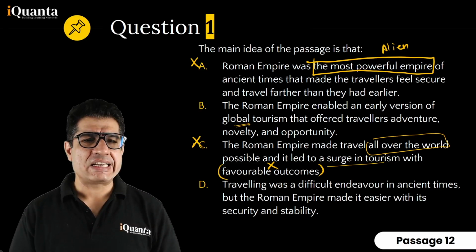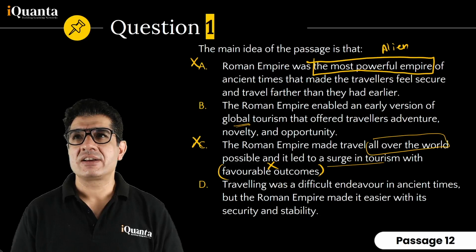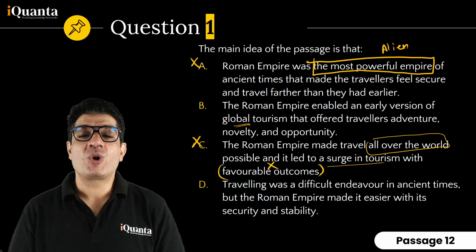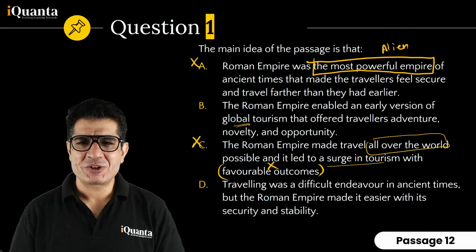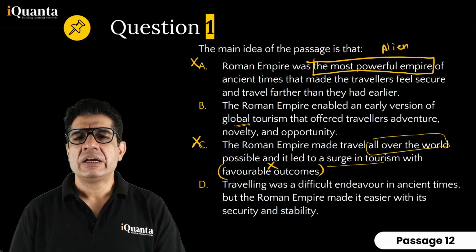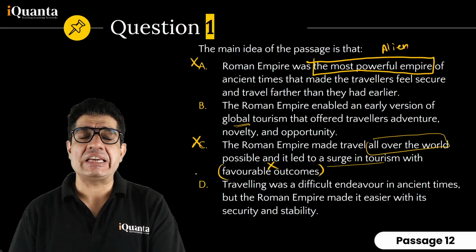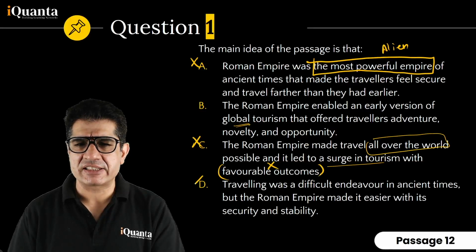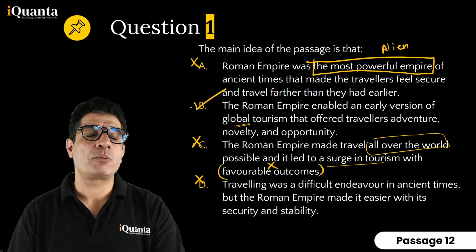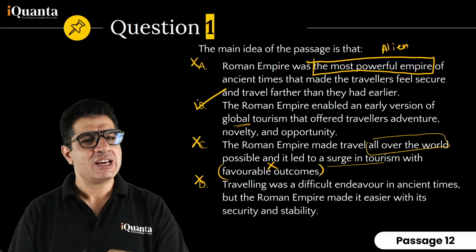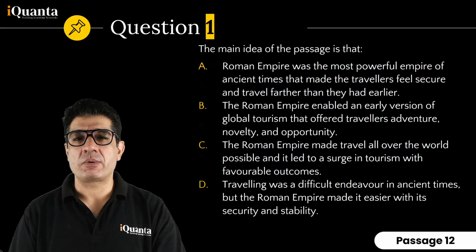When you look at D, it somehow appears that promoting traveling was the goal of the Roman Empire. So there are these two problems with D. Therefore, I'd say on the whole, B is going to be better than D, and thus we can eliminate D and opt for B as our answer. Let's dive into the next question straight away.